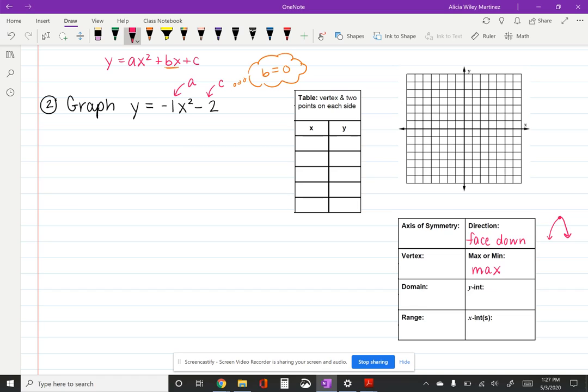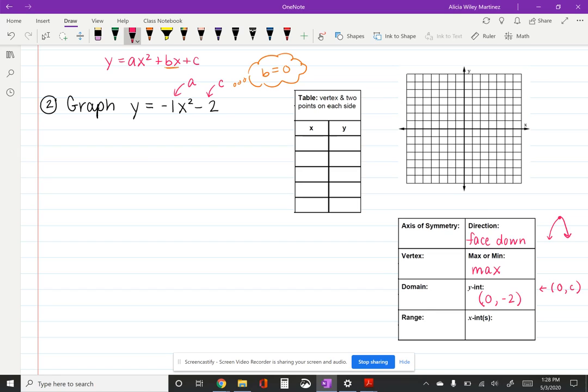And the other thing that we can tell from the graph is the y-intercept. Whenever it's in standard form, the y-intercept is always 0, c. So the value of c is -2, so my y-intercept is going to be 0, -2. Remember to write your ordered pairs with parentheses and a comma in between.